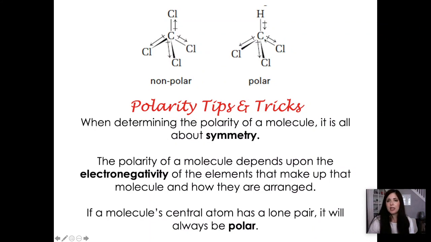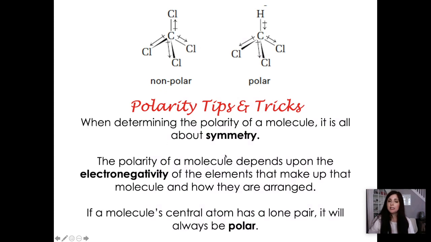This molecule, on the other hand, I have a carbon in the center bonded to 3 other chlorines, but one of those is a hydrogen. This is not a totally symmetrical molecule. It might be symmetrical going across this way, but if I draw a horizontal line, it's not symmetrical that way. This side of the molecule would have a much more negative charge because chlorine is much more electronegative than hydrogen is. This is a polar molecule because it is not symmetrical. This one is nonpolar because it is symmetrical. So it's kind of backwards in that sense.